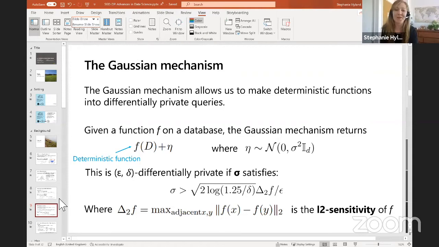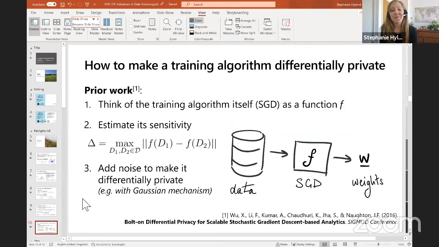Okay, so what does this have to do with machine learning? So the idea is, how do we make a training algorithm differentially private? So we think of the training algorithm itself, which is basically SGD, as the function on a database, which gives us as output some set of weights. So you do this, and then you say, okay, well, let's estimate the sensitivity of this function SGD. And if we can do this, then we use this Gaussian mechanism idea to add noise to make the whole thing differentially private. So this has been done, the citation at the bottom.